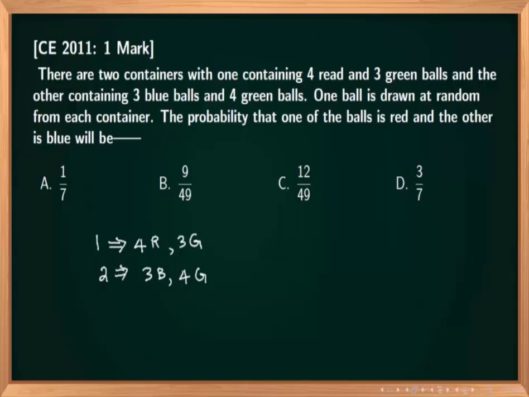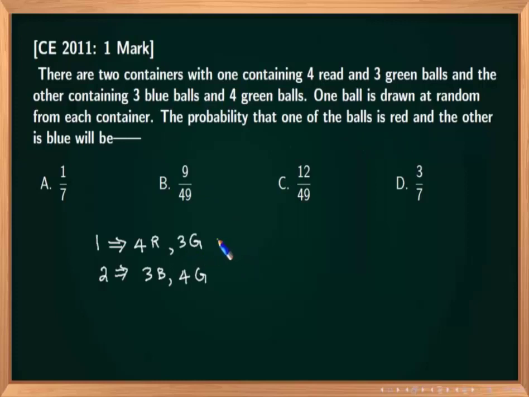There are two containers with one containing 4 red and 3 green balls, and the other containing 3 blue balls and 4 green balls. One ball is drawn at random from each container. So you have two containers. You draw one ball each from each of these containers. Then you have to find the probability that one of the balls is red, the other is blue. So in the first container, I have 4 red and 3 green. And the second one, I have 3 blue and 4 green. So you have to find the probability that one is red and the other is blue.